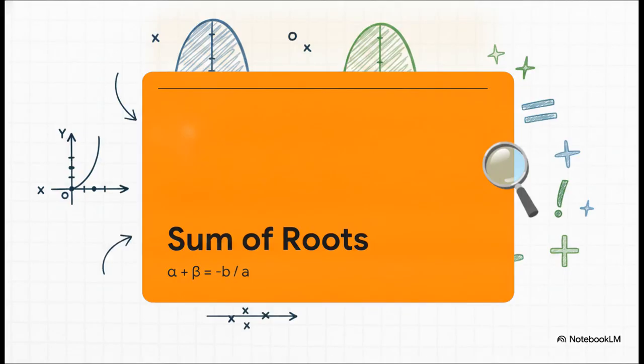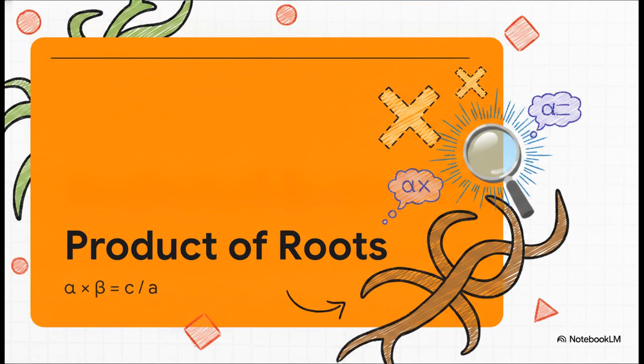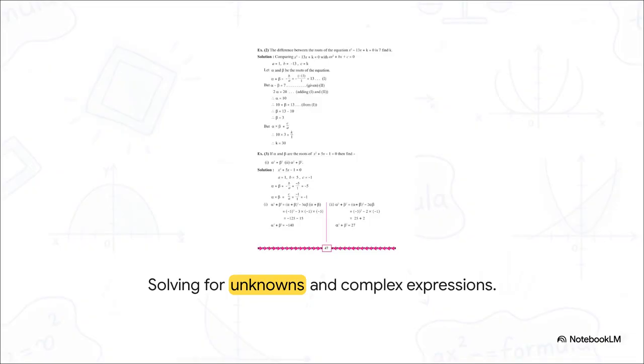Please make a note of this incredibly important formula. The sum of the roots, alpha plus beta, is simply negative b divided by a. And the product of the roots, alpha multiplied by beta, is equally simple. It is just c divided by a. Now, why does all of this actually matter?